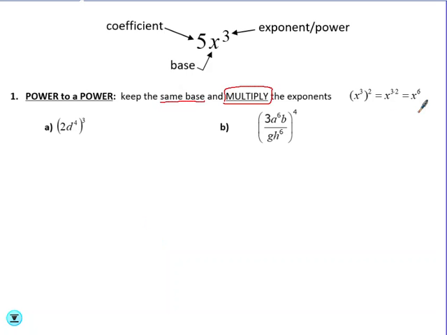So let me explain why this rule is the way it is. X cubed squared means we have x cubed times x cubed. X cubed means that we have x times x times x. So x cubed times x cubed is just x times x times x times x times x times x. Well, we have 6 x's multiplied together, so we can rewrite that as x to the 6th. So the shortcut, so that you don't have to write out a whole bunch of x's or y's or whatever variable you have, is to just multiply the exponents.